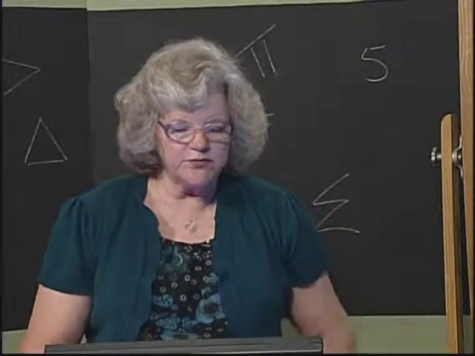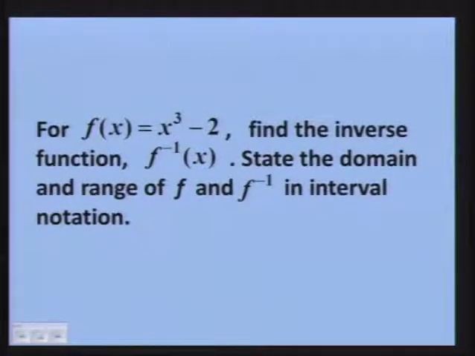So let's go to our first problem. f of x equals x cubed minus 2. We are to find the inverse function, and notice we are to write it in function notation. We'll have a y for f of x, but the other y is going to be f inverse. So to tell them apart, we really need that notation. We're also going to state the domain and range of both f and f inverse in interval notation. So we'll come back to this slide to see if we've done everything in just a few minutes.